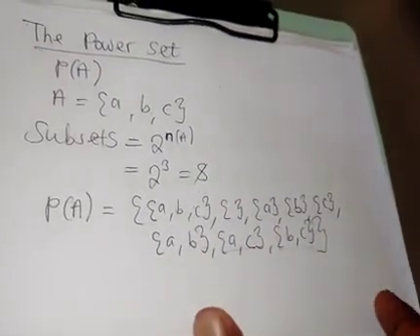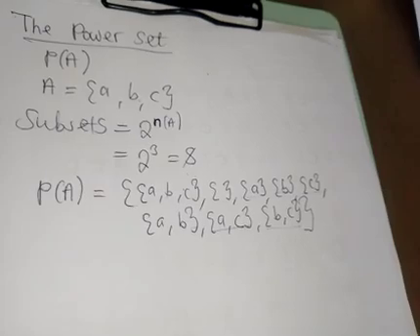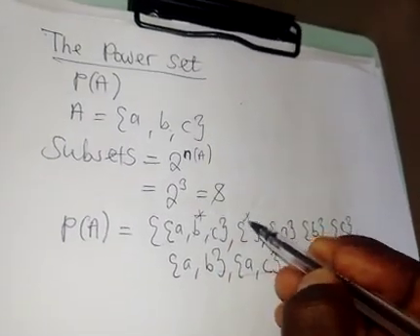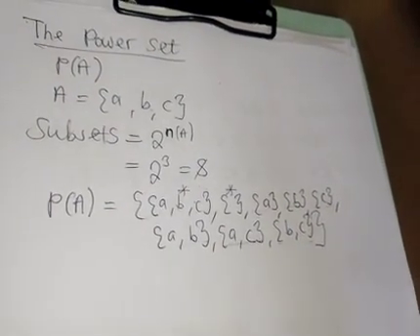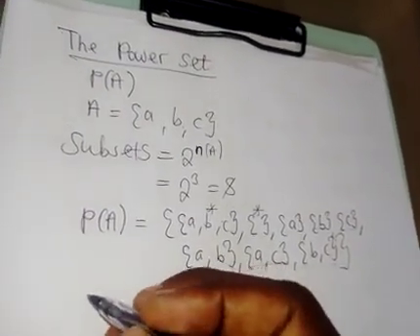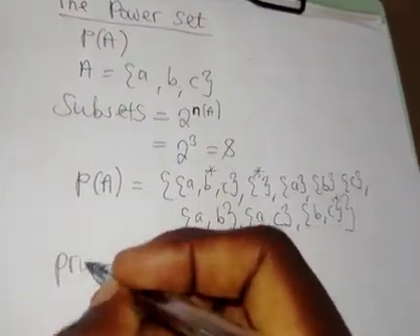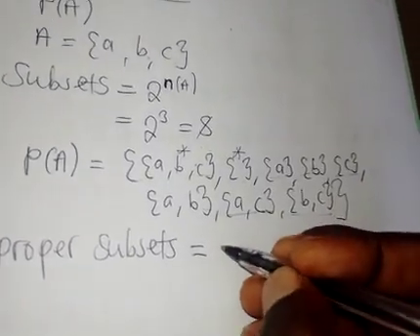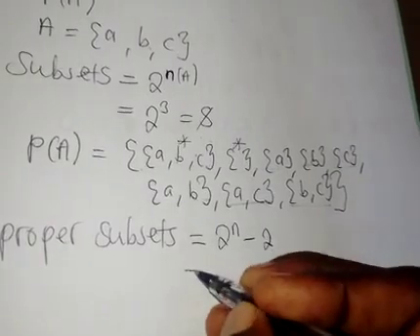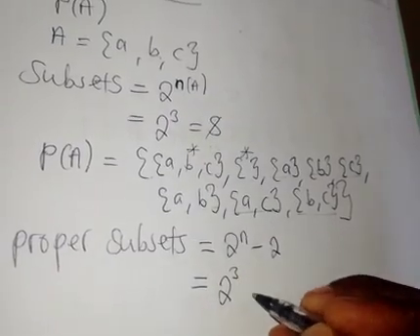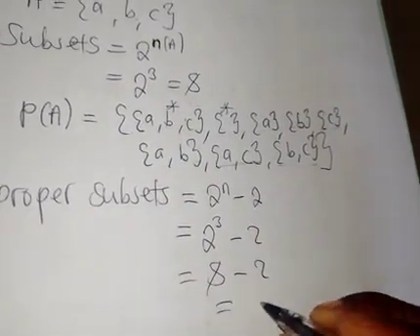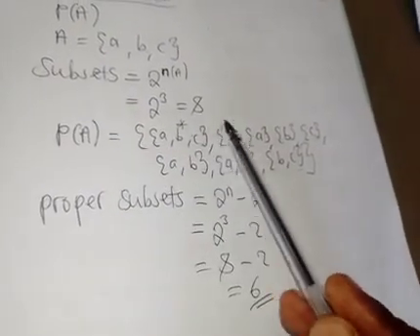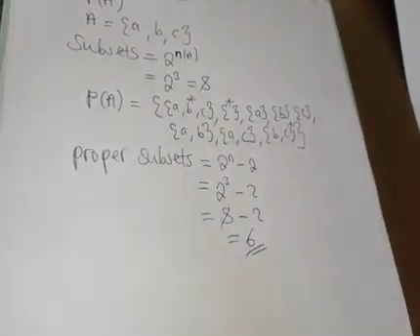Out of these 8 subsets, there are 2 subsets which are called improper subsets. What are these? It's the set itself and the empty set. These are improper subsets, meaning the remaining will be called proper subsets. Therefore, we can find the number of proper subsets using a formula: 2 to the power n minus 2. So 2 to the power 3 minus 2 is 8 minus 2, which is 6. So we have 6 proper subsets. When we get rid of the entire set and the empty set, what remains will be called proper subsets.